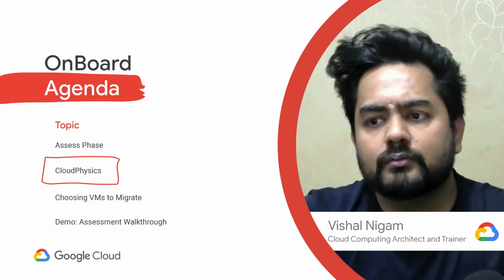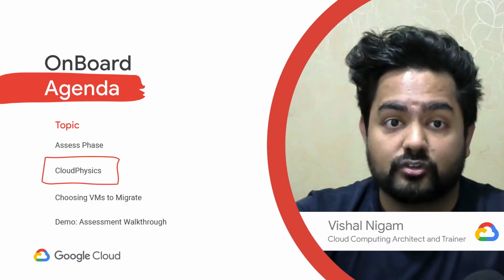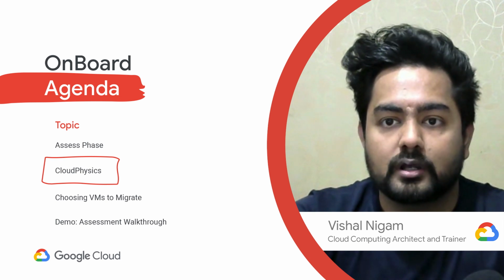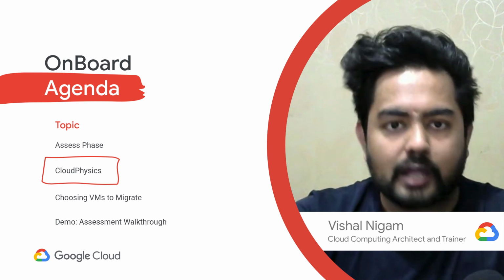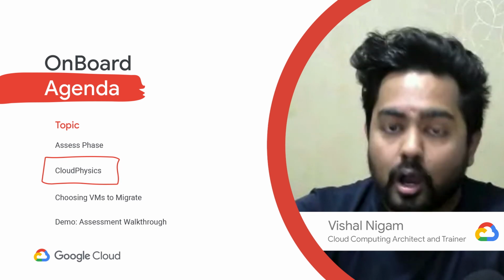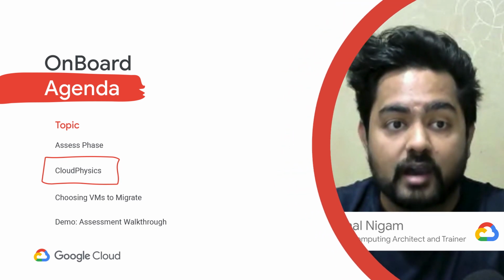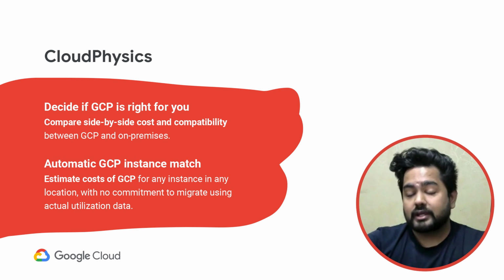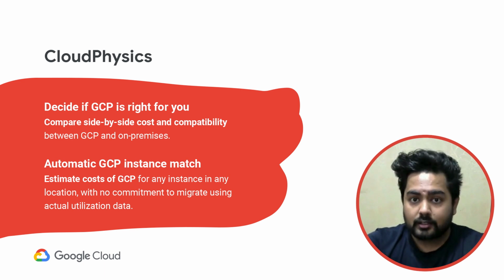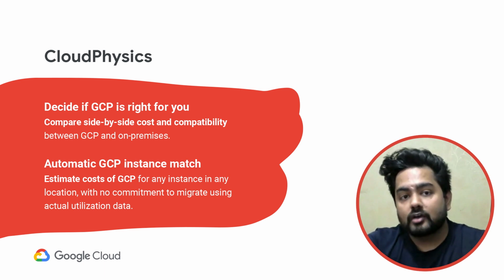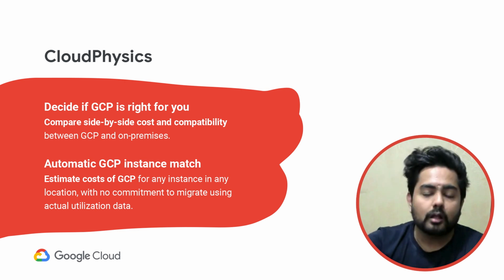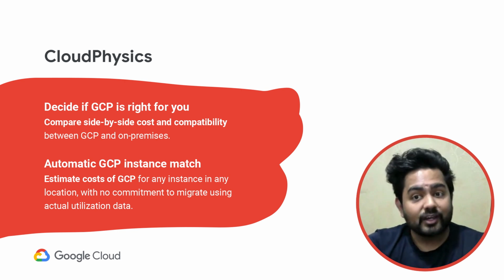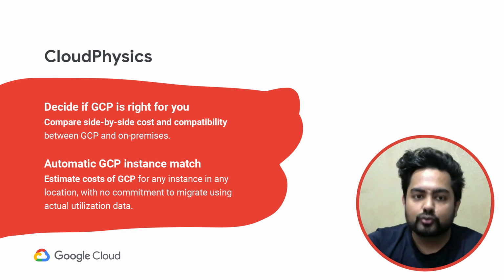Now we're going to talk about Cloud Physics, which is a great automation tool. It's one of the third party solutions that you can leverage to automatically discover your environment. Cloud Physics is a solution that helps you to understand your total cost of ownership while also allowing you to analyze the actual usage of the resource over time.